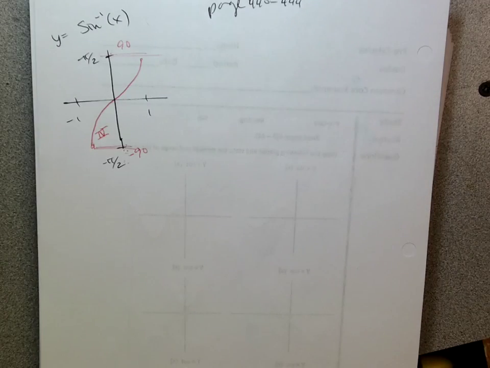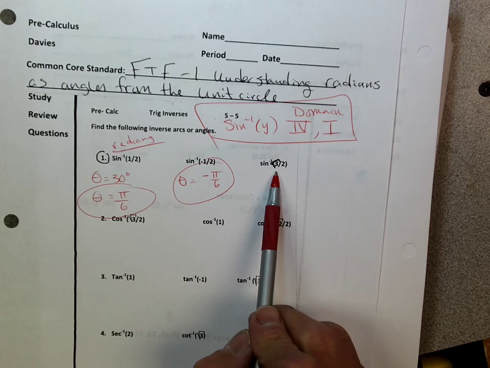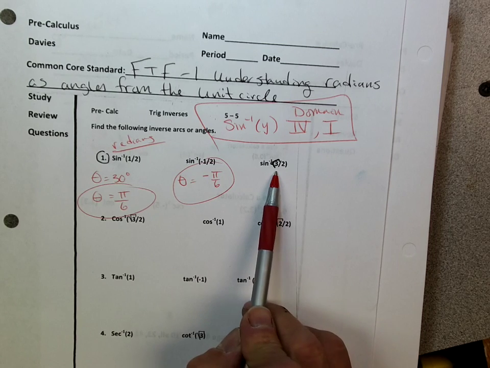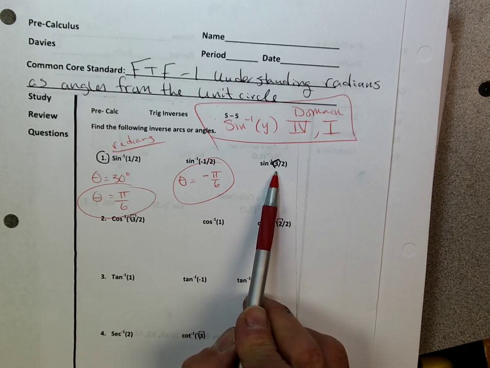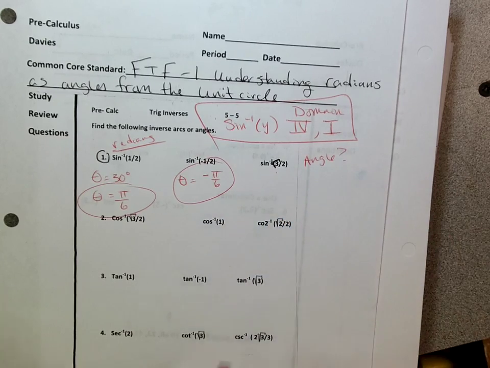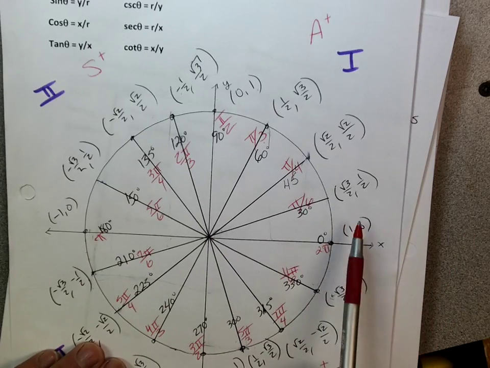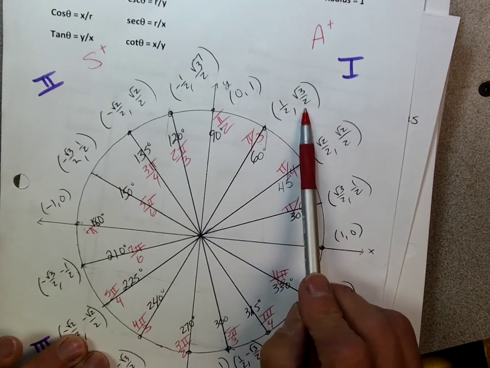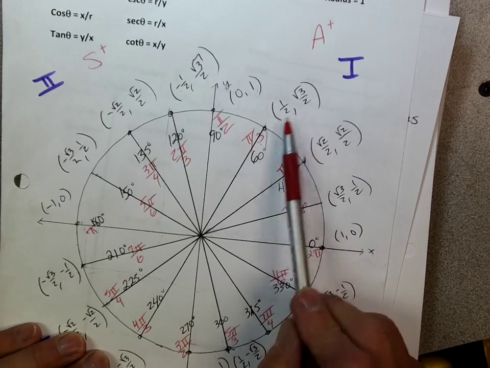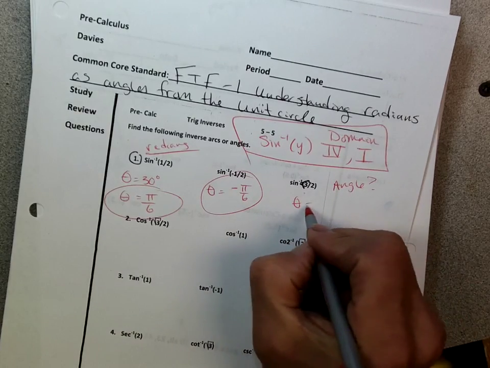Now, cosine is much easier, but let's finish this up. We're almost done. So sine inverse of square root of 3 over 2. We want to find a y value, and what's the corresponding angle? We're looking for angles now. So we go to square root of 3 over 2. Square root of 3 over 2 for sine is right here. There's my y value, square root of 3 over 2. The corresponding angle is pi thirds. So theta is pi thirds.